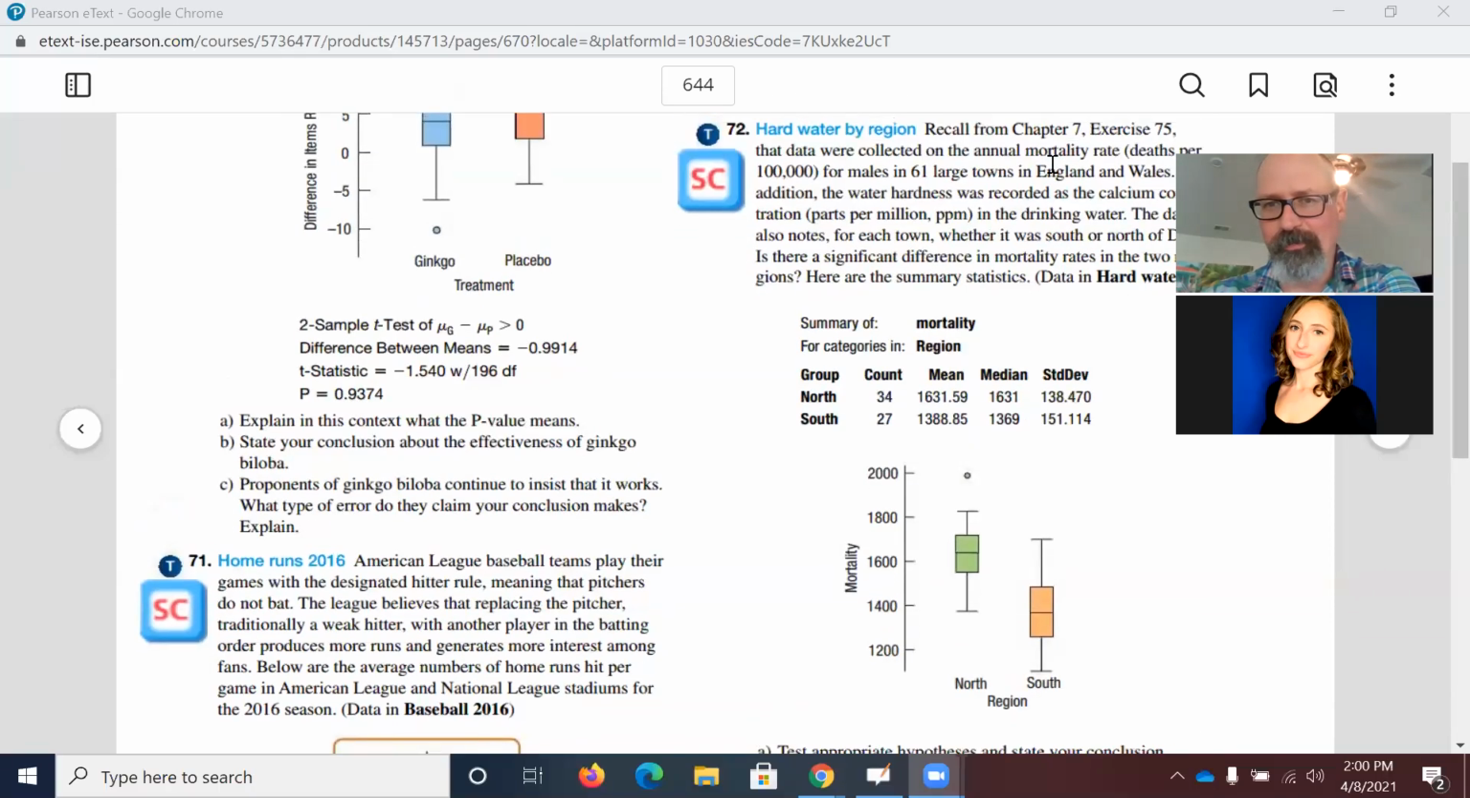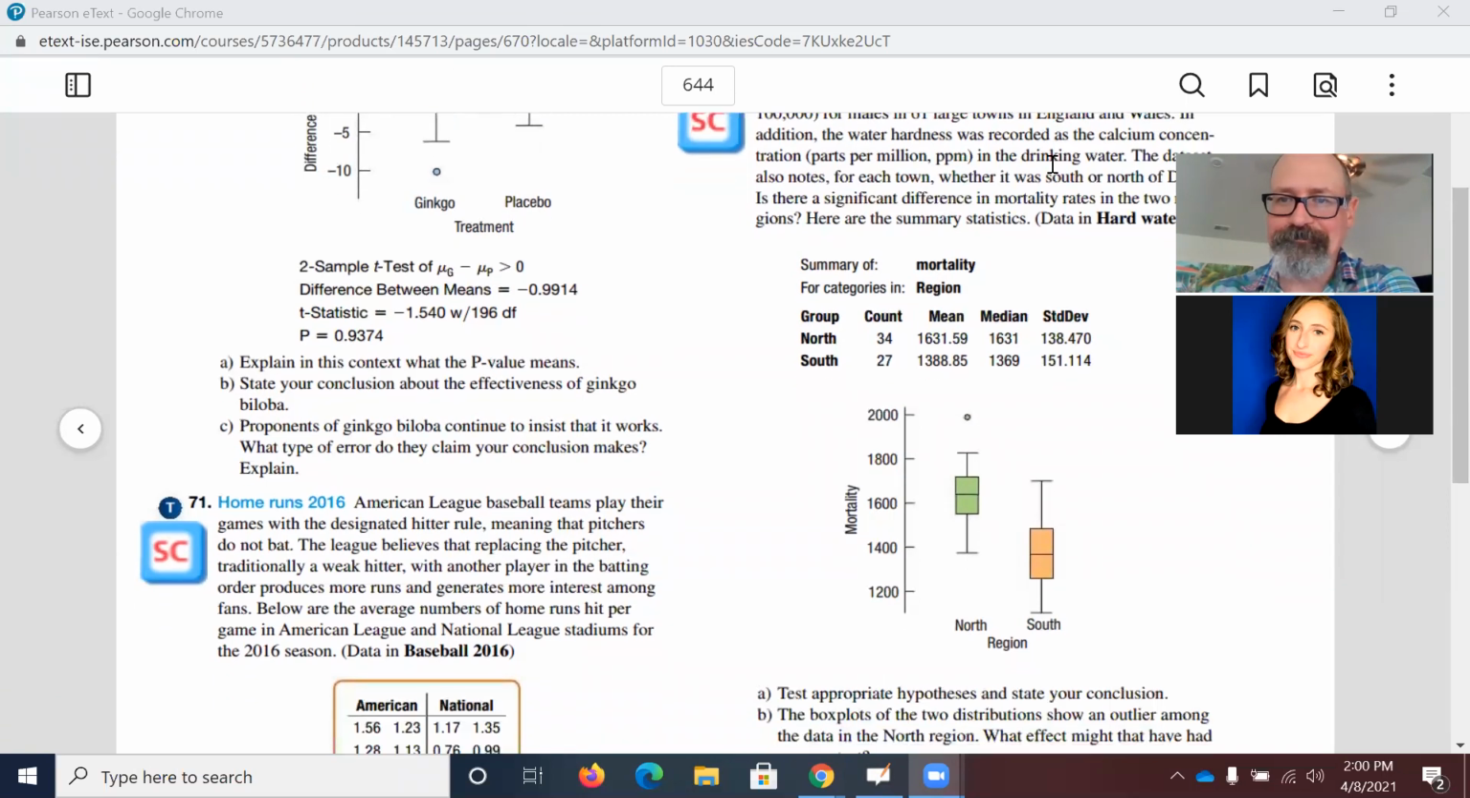It gives you a description of some previous problem. You may not have looked at that problem, and that's probably okay. So what's being reported here is some kind of death rate per 100,000 in 61 large towns. There's this business about the calcium concentration in the drinking water, but that's not particularly of interest in this problem. I think what's of interest is the geographical region from where the observation is actually drawn, north or south of Derby.